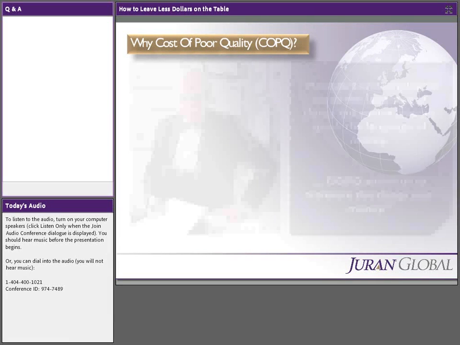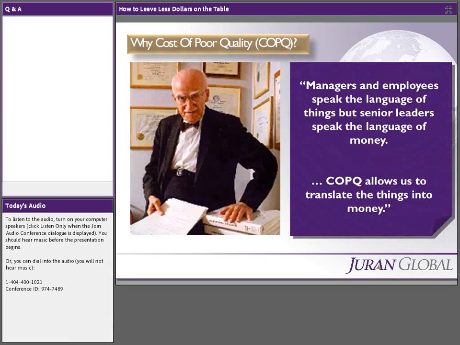Why cost of poor quality? Well, Dr. Juran was very clear that managers and employees must speak the language of upper management. We tend to speak the language of things, while upper management speaks the language of money. Cost of poor quality allows us to translate things into money. My example of the call center: number of people answering phones are things. You remove those things, we get customer dissatisfaction. The loss from that dissatisfaction becomes the language of business, the language of money.